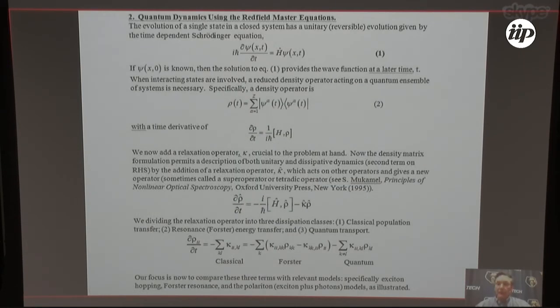Here's a comment I wanted to make on the Redfield master equations. An awful lot of people in this business look at classical, and they look at Förster, and they look at quantum. Well, their quantum ought to be broken into non-coherent and coherent, because Förster has lots of issues. I haven't done work in Förster for a number of years. You've got the heat bath. Förster would not transfer that far. Quantum, it's not going to be that far because it's not going to be coherent. So that's something to think about.